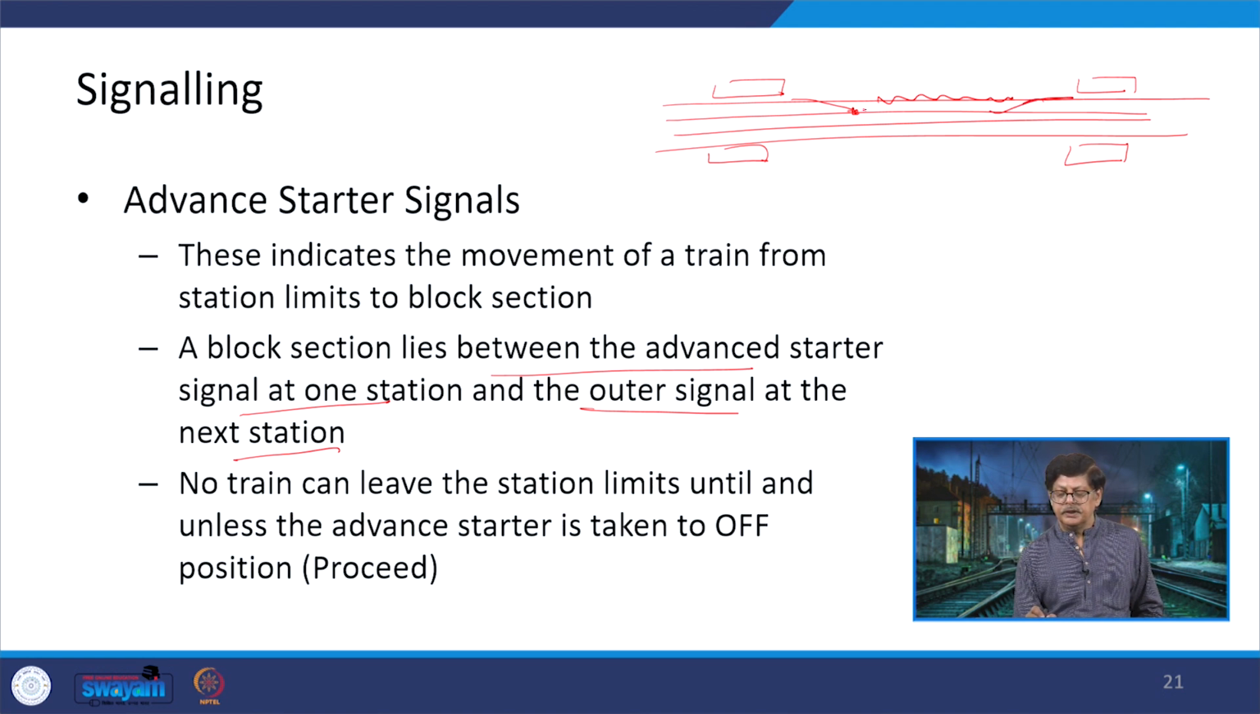Here we said there is going to be an advanced starter signal, but in this case an outer signal will be provided, and then a home signal is going to be provided here. So, that is the limit it is going to set, and this total distance is for the block section. No train can leave the station limits until and unless the advanced starter is taken to off position, which says you can proceed.